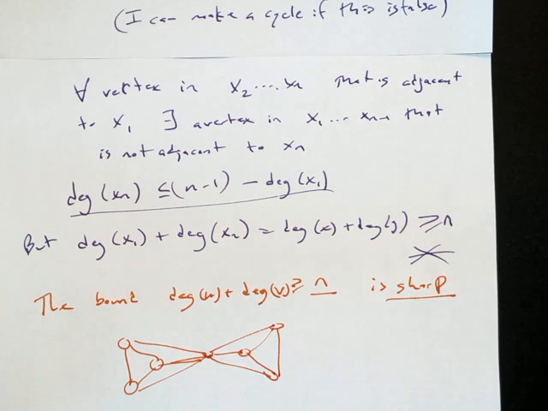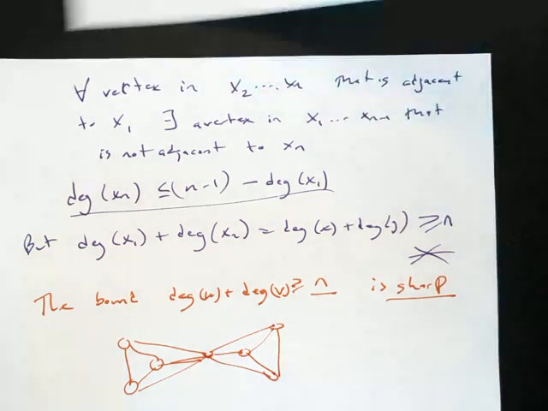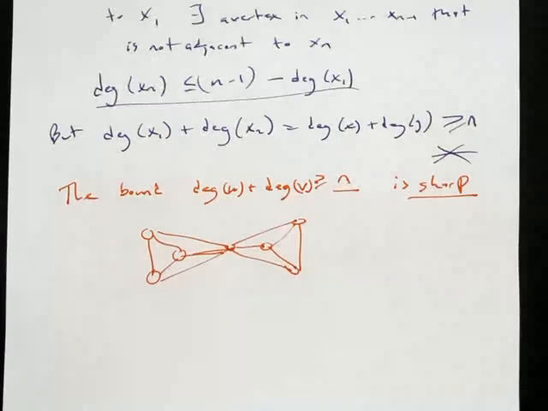These are two K4s that overlap at one vertex. I hope it is clear that this graph has a cut vertex. How many vertices are in here?